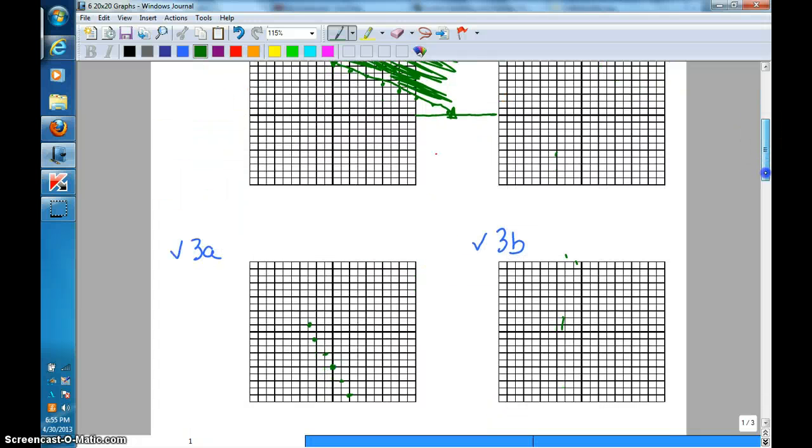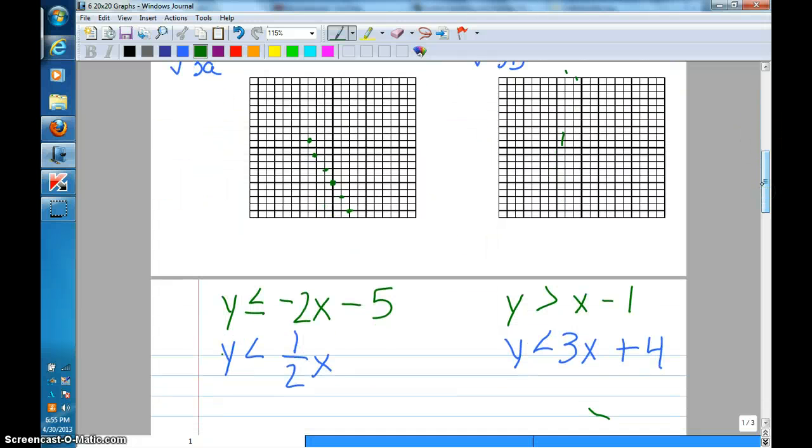Sorry guys that it keeps jumping around. I must be having my hand on it. Solid line. Again, try to connect your dots as best as you can.